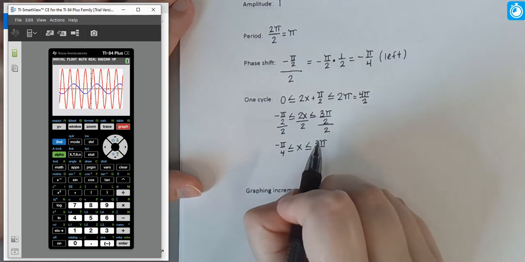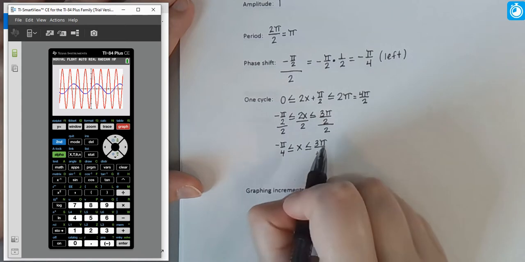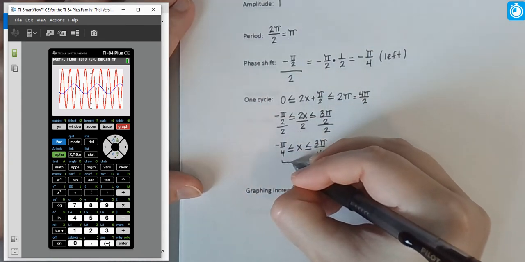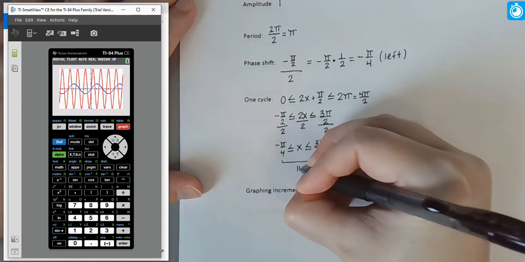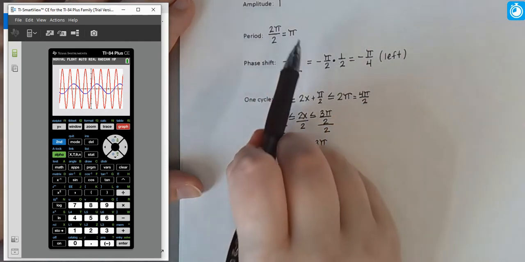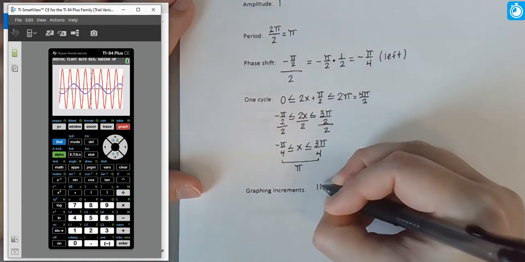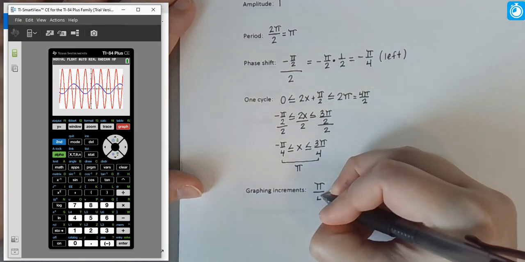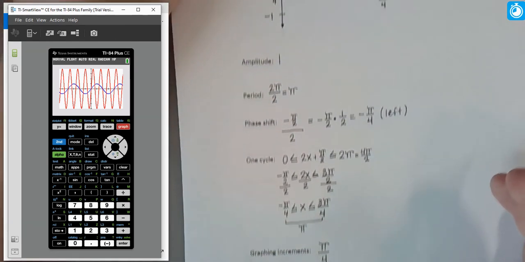Notice because this is not pi and this is not 0, we don't actually have this number and this number matching. But if you were to look at the distance between these two, how far apart these values are, they're pi units apart, which means we have a period of pi. So as we graph, we're taking the whole length of that cycle and dividing it into 4 parts. So each increment is going to be pi over 4 units from the previous one.